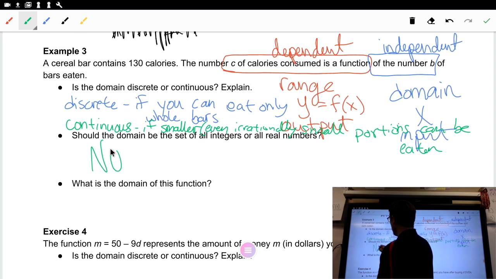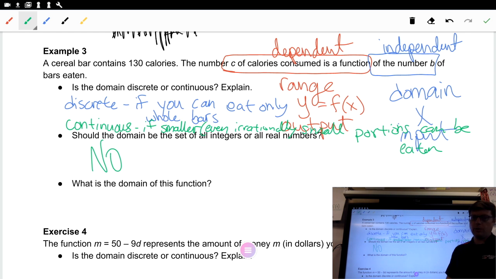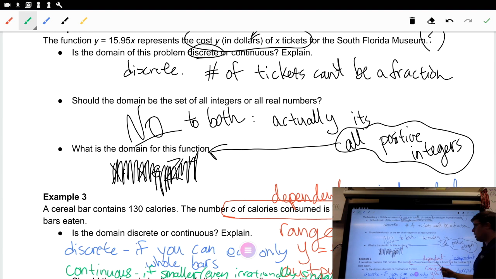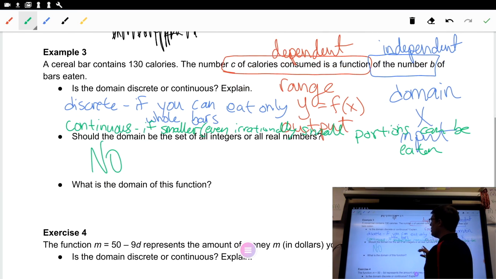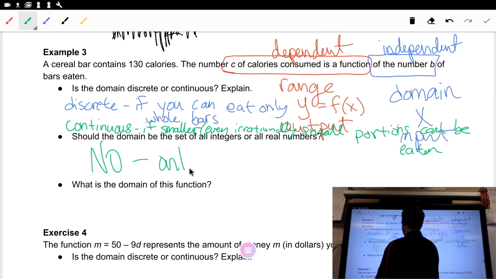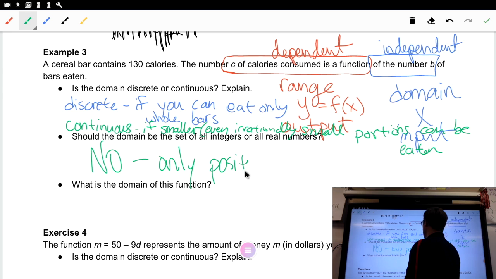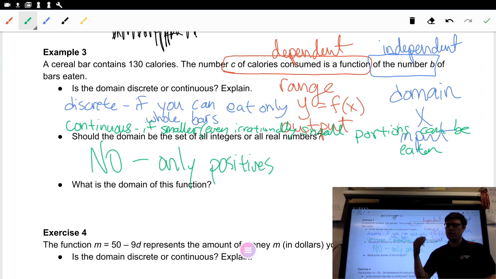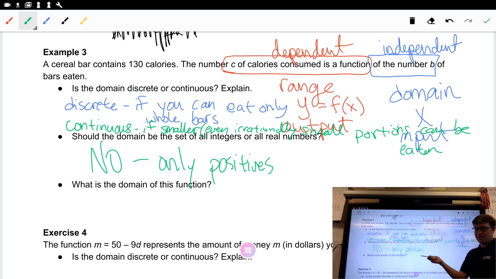And the answer is no to both, kind of like the previous video where we had that question where it was no to both. The point is, it's all positives, because you're not going to eat a negative cereal bar. No way. Only positives. Now it could be all positive integers if you're saying you're going to eat a whole cereal bar, no waste, you wasteful people. But positive real numbers could also be a thing. I don't know if you really want to eat 1,000,000 bars, but there it is.